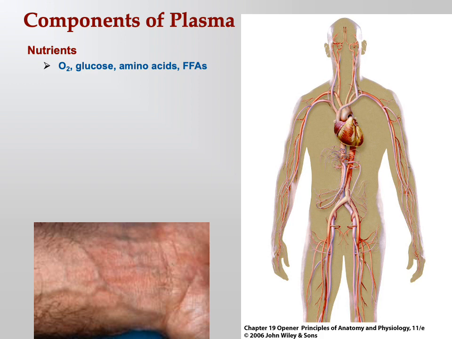The typical fat is a triglyceride, which has a glycerol head and 3 fatty acid tails. So once the fatty acid tails break off, they're now free fatty acids.